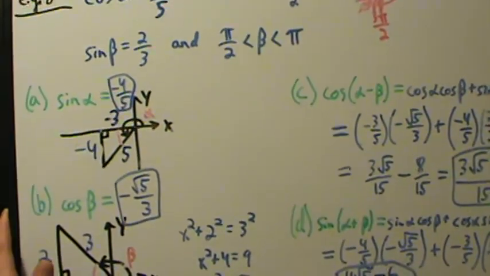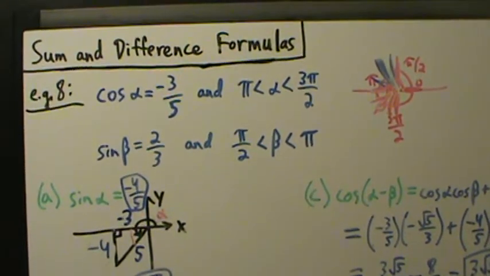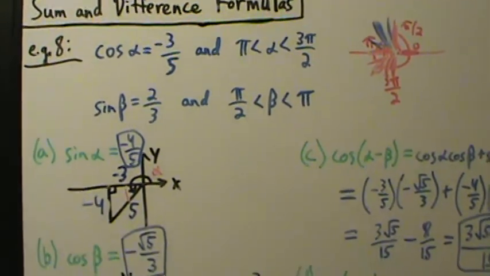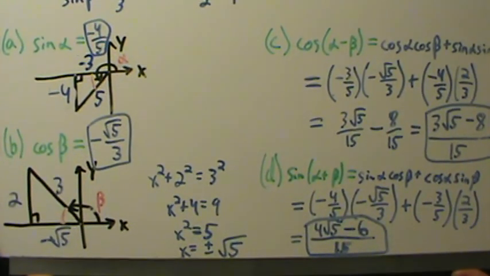Okay. So that's example 8 of using the sum and difference formulas to evaluate some trig expressions. And here are our answers again for parts A, B, C, and D.